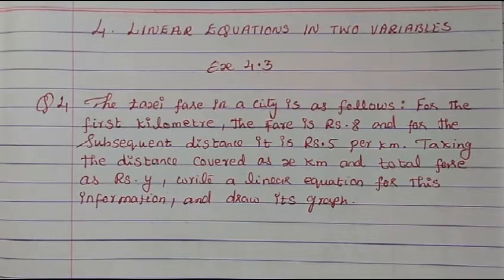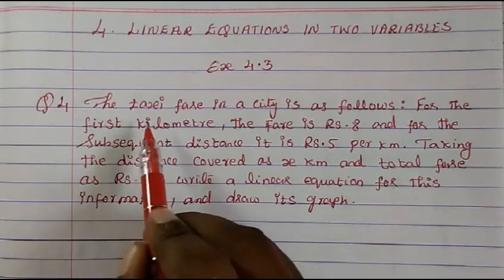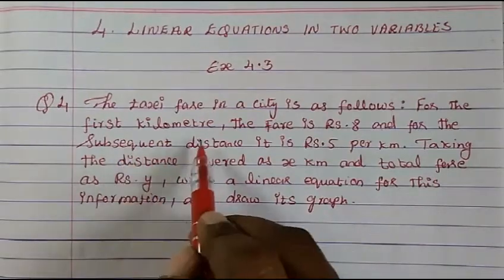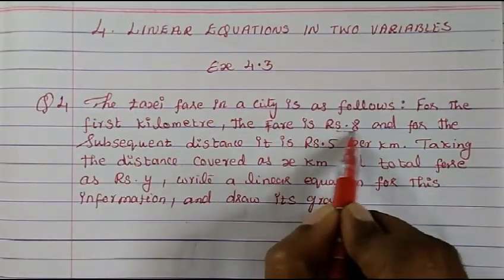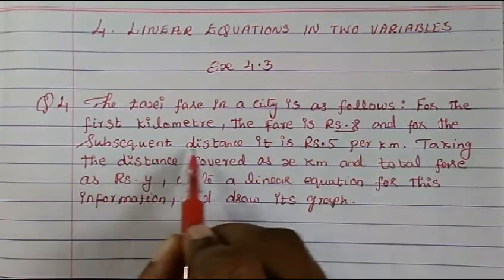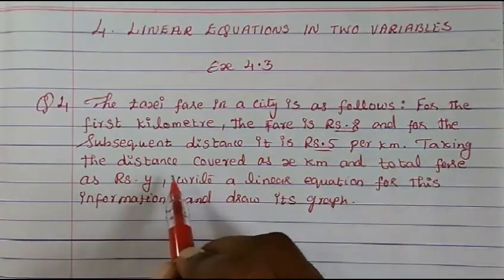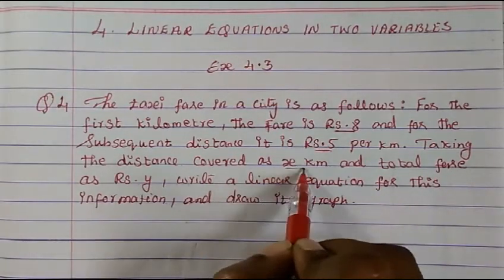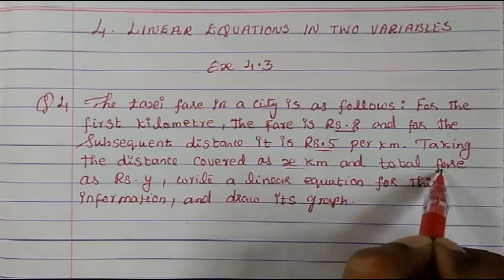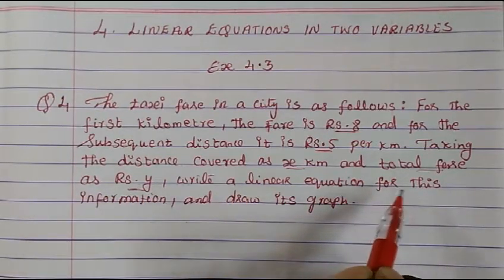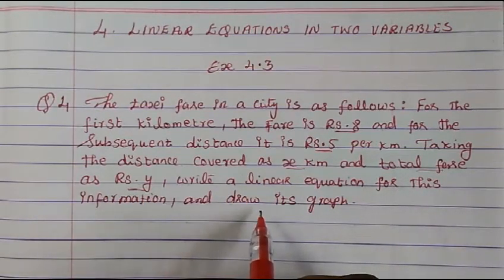Today we are going to study from class 9, chapter 4, linear equations in two variables. Exercise 4.3, question 4. The taxi fare in a city is as follows. For the first kilometer, the fare is rupees 8, and for the subsequent distance, it is rupees 5 per kilometer. Taking the distance covered as x kilometer and total fare as rupees y, write a linear equation for this information and draw its graph.